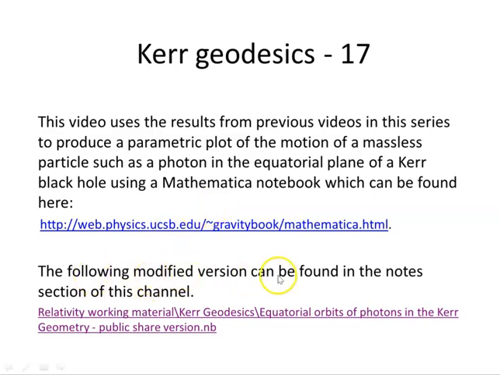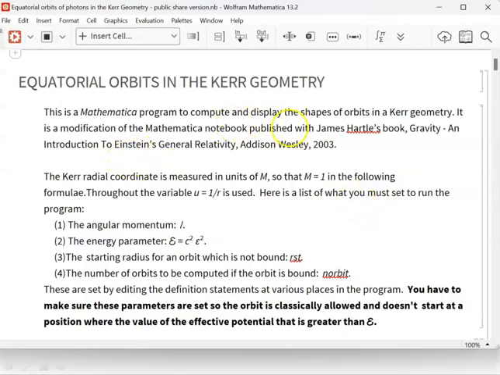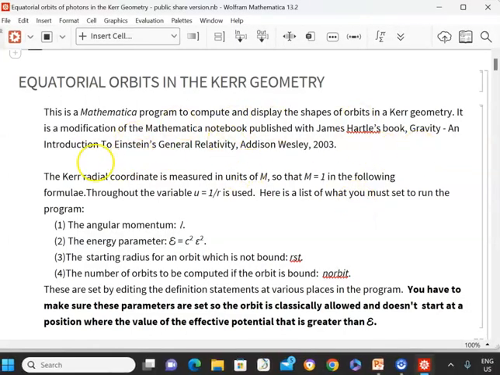Now, that modified version I'll include in the notes section of this channel, so the notebook you can find there. This particular notebook comes with the book Introduction to Einstein's Relativity by James Hartle. It's an excellent book, so please do go have a look at that. And the actual file will look like this, being modified.